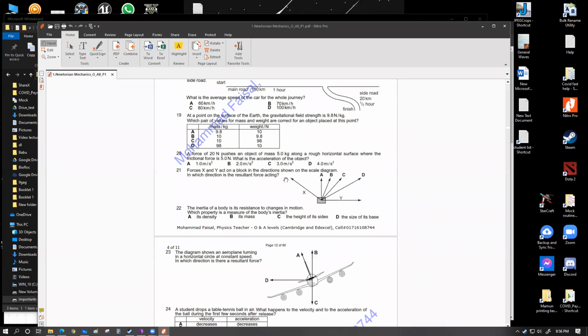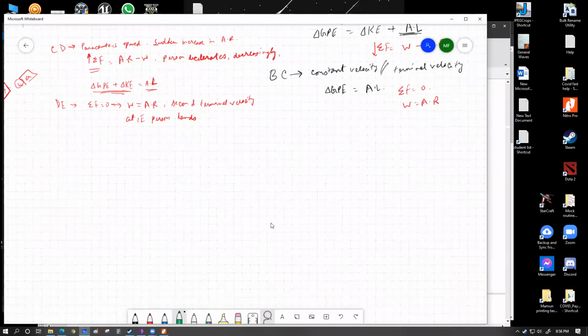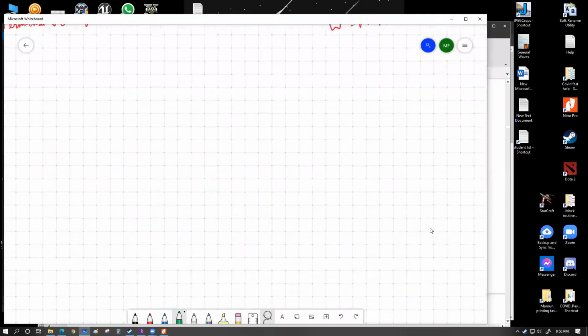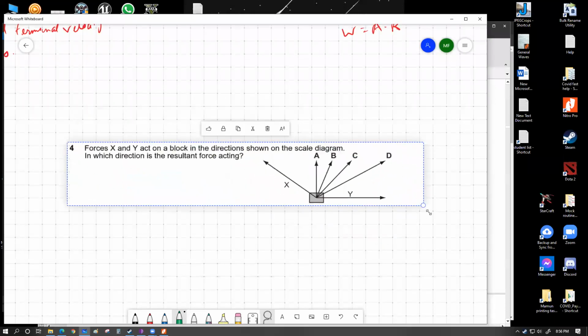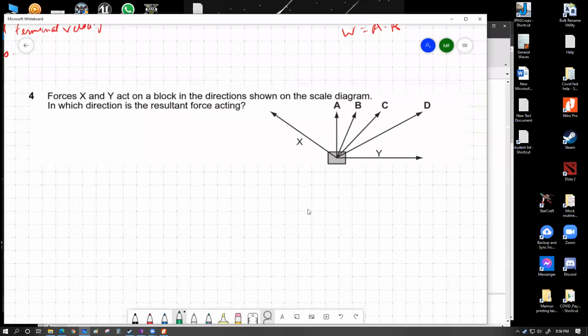Let's have a look at this question. You can use your ruler on the screen to judge the correct response for this question. I'm going for 21. See if you can get a correct answer for this. Have a look. Which one do you think is the correct response?